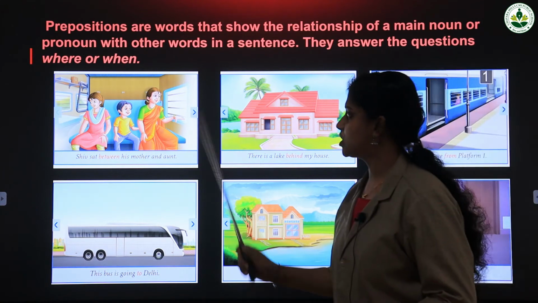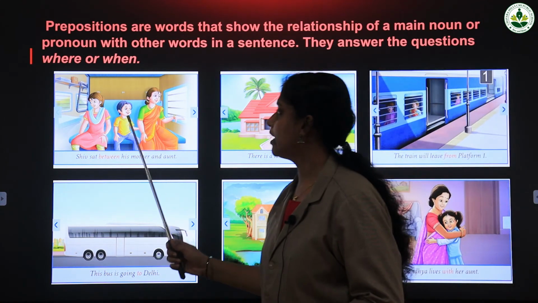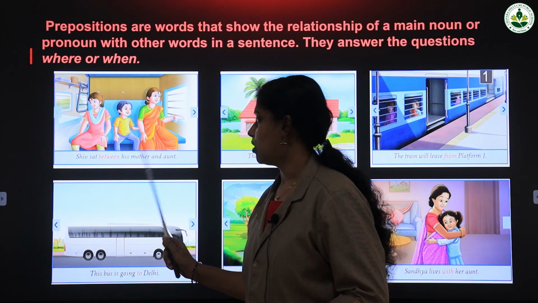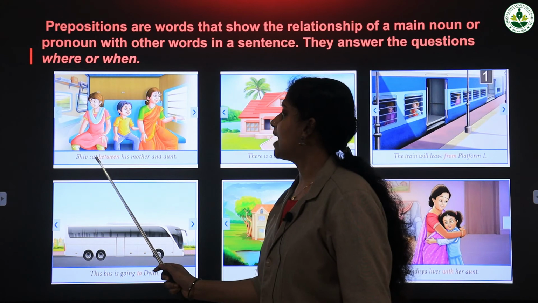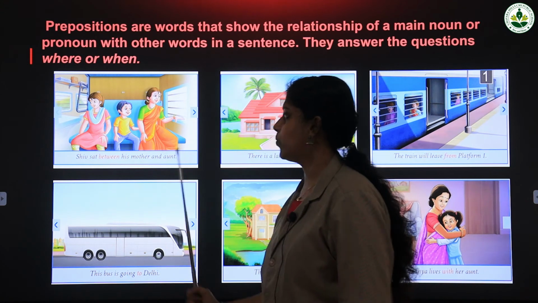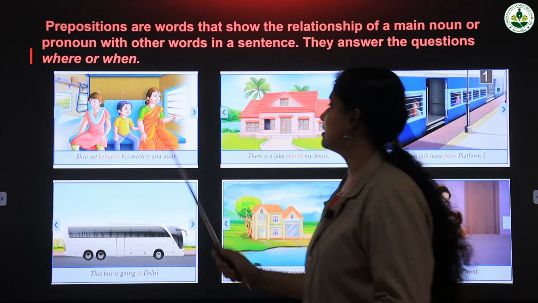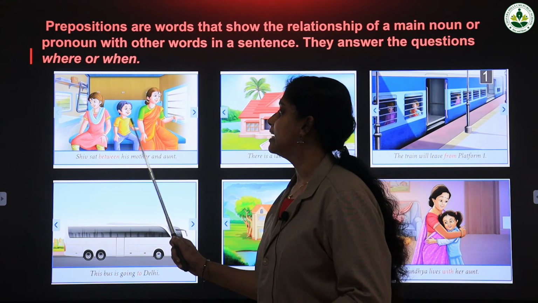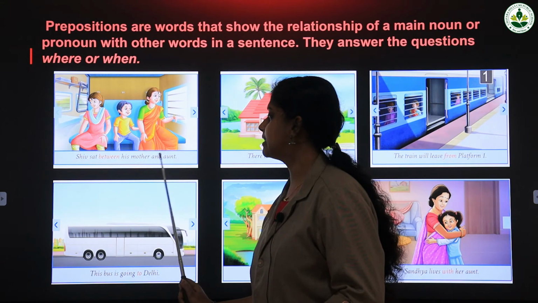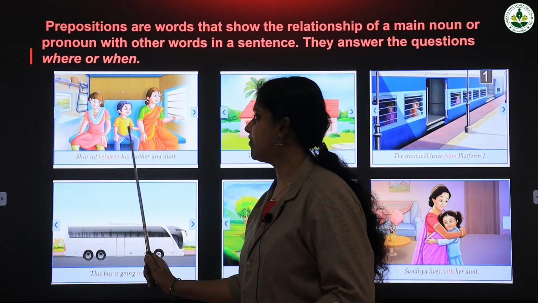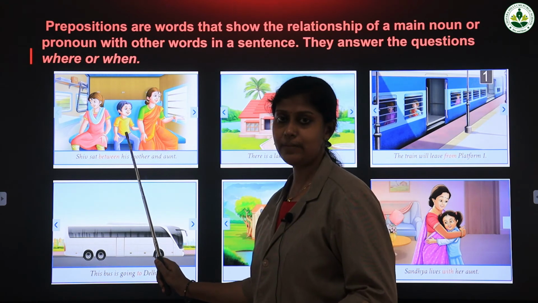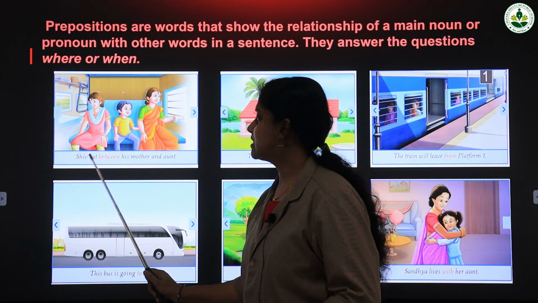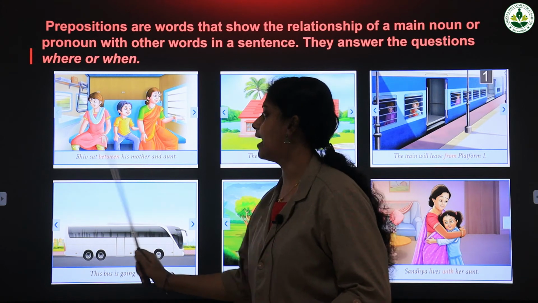Look at the first picture. Here you can see a boy in this picture. Can you read this sentence? Yes. Shiv sat between his mother and aunt. Here the boy's name is Shiv and he sat between his mother and aunt. The word sat is the past form of the verb sit.